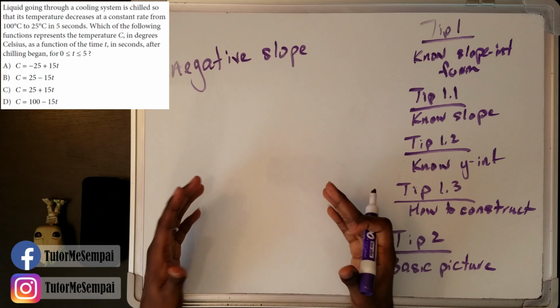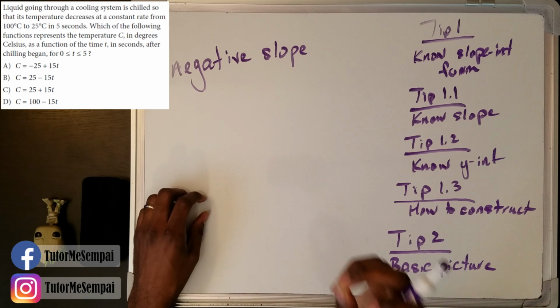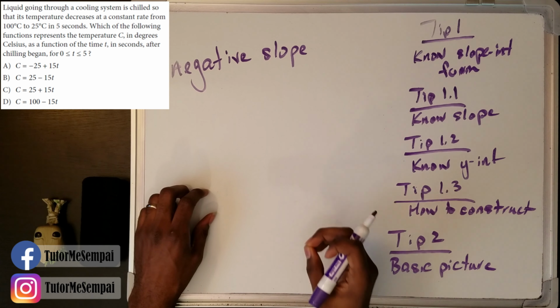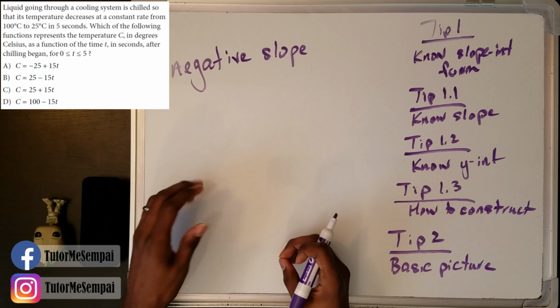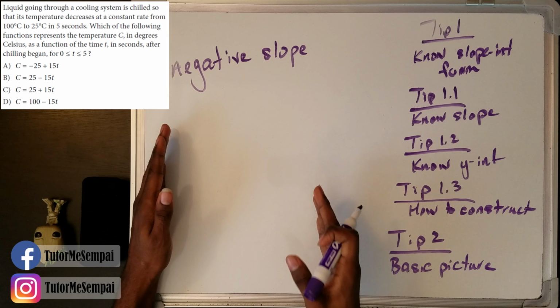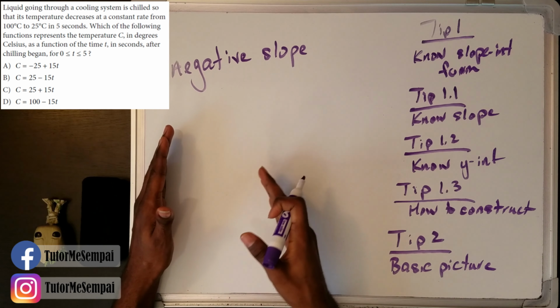Now, once again, our y-intercept is going to be the value of our equation when our t, in this case, is 0. So what is our temperature when time is 0? Well, they tell us that we start at 100 and we go to 25. That tells us that at time 0, where we started from, 100 degrees is our temperature, and we're just going to decrease from there.